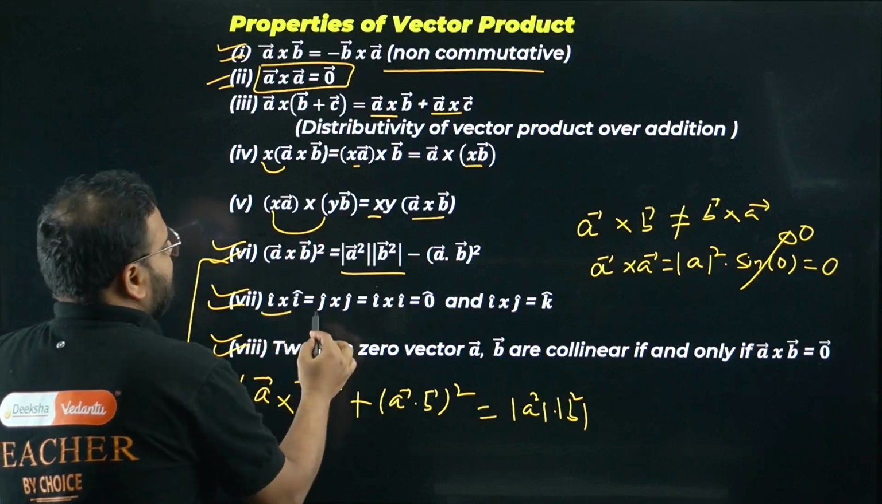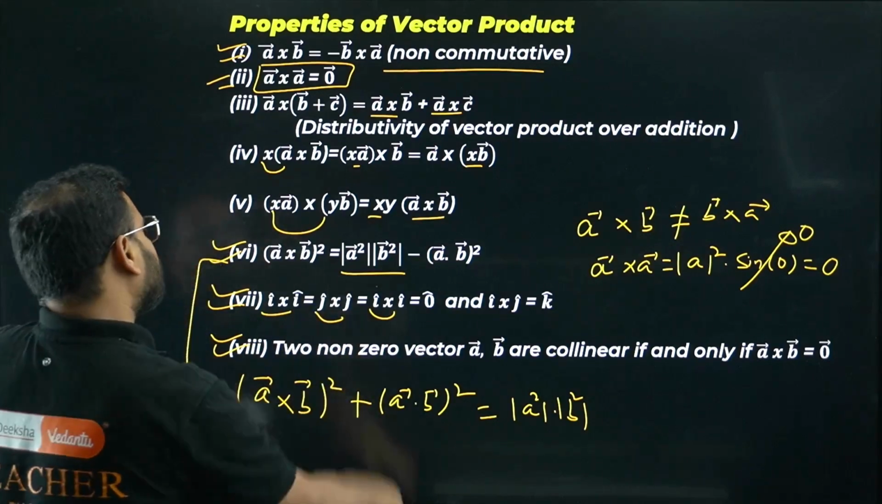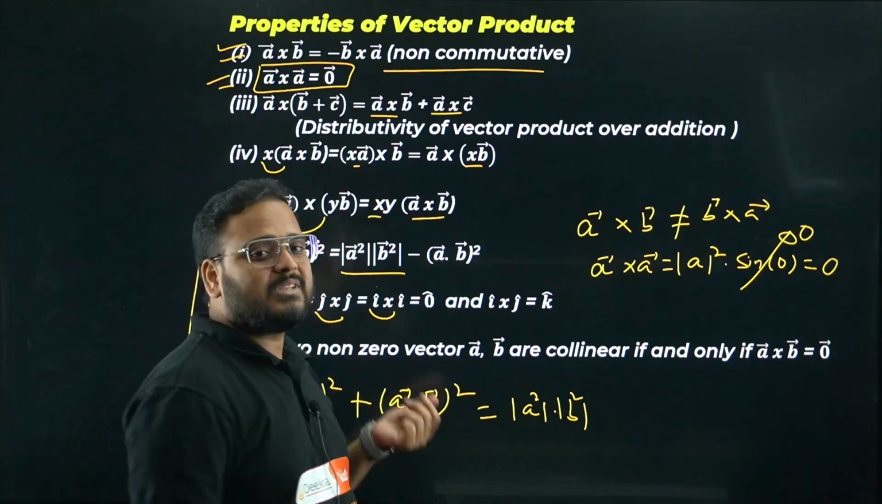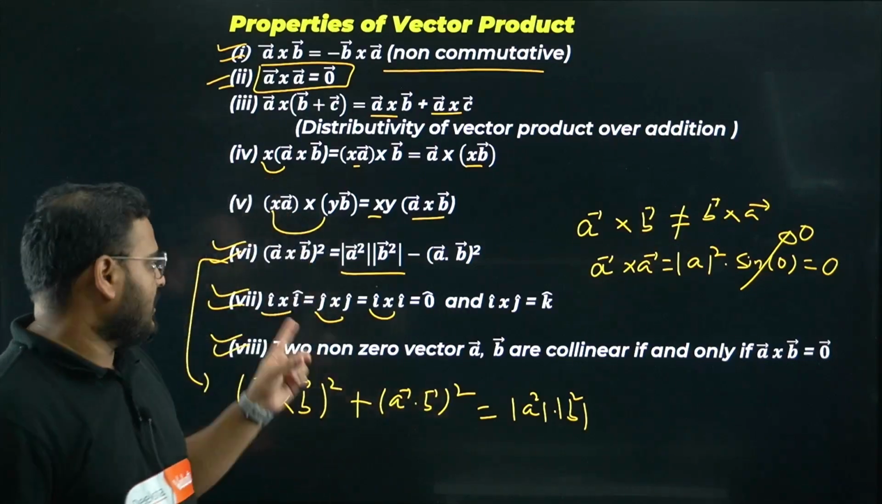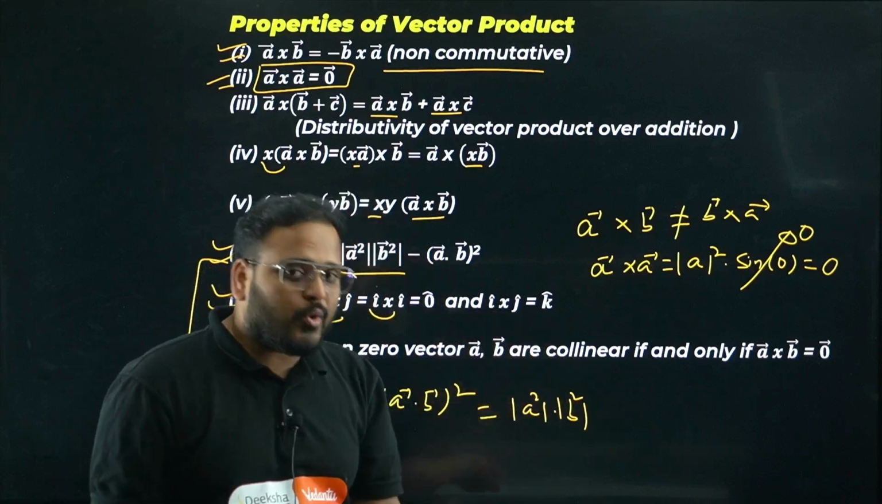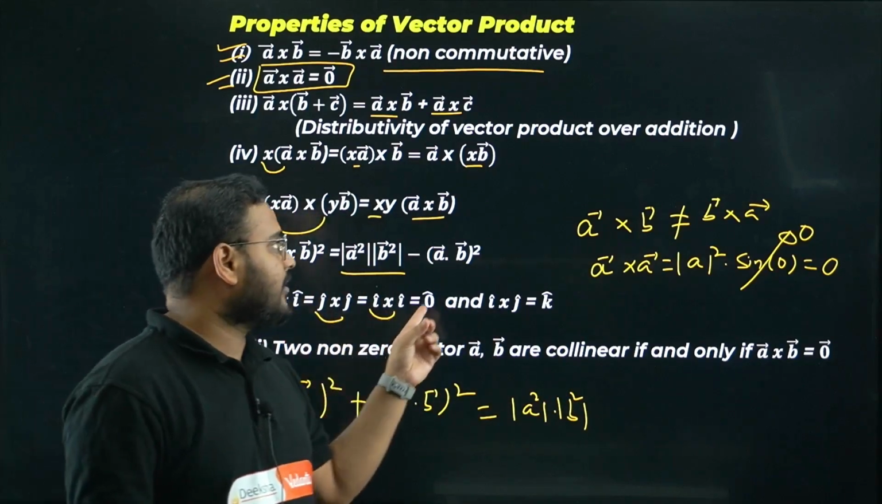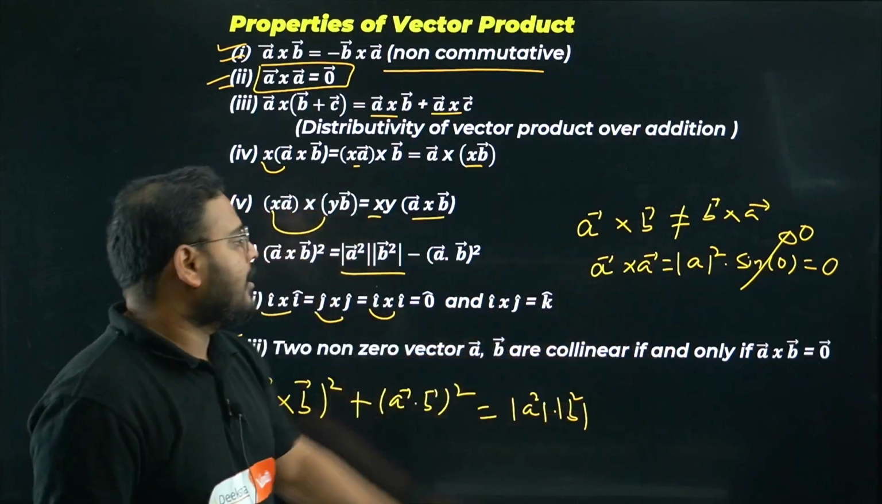I cross I, J cross J, I cross I will always be 0. How come this is true? Remember, I cross I means again the angle is 0 only. I and I, what is the angle? The angle between x and x component is 0 only, right? Hence sine 0 will become 0 over here, and over here. Same concept.